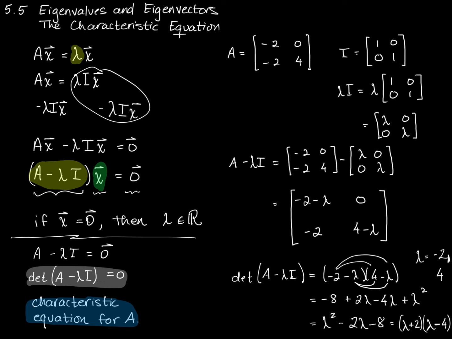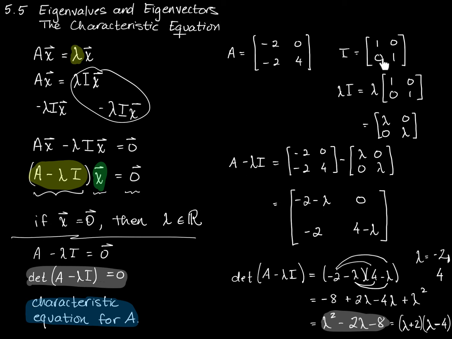This is just an equation, right? This is just a quadratic equation where lambda is the variable. And all I've done is solve that for lambda, right? I got that quadratic equation by taking the determinant of this matrix. This matrix was the result of subtracting two matrices.